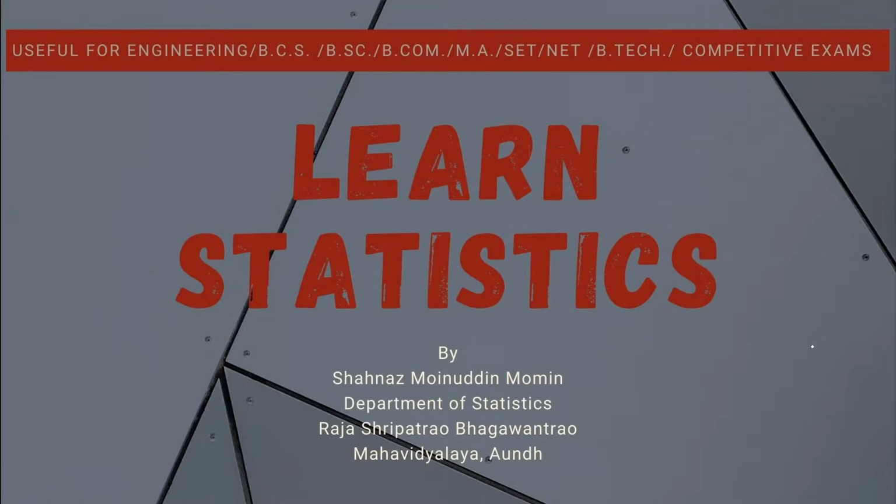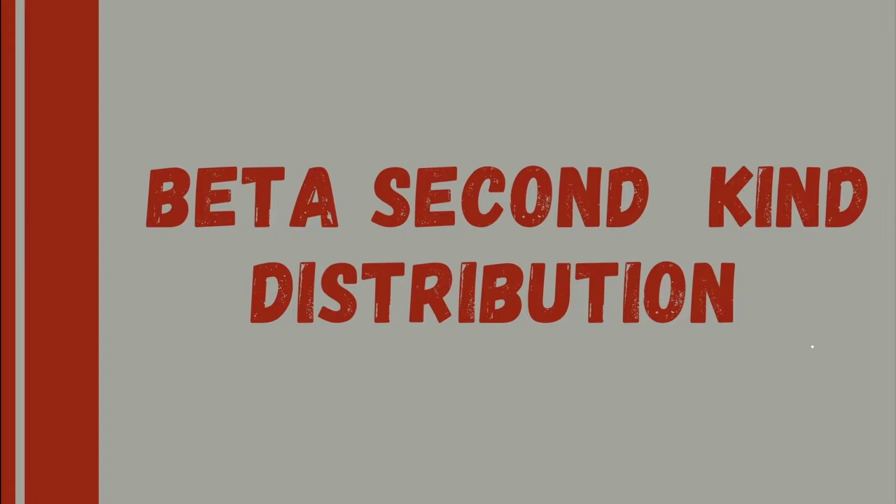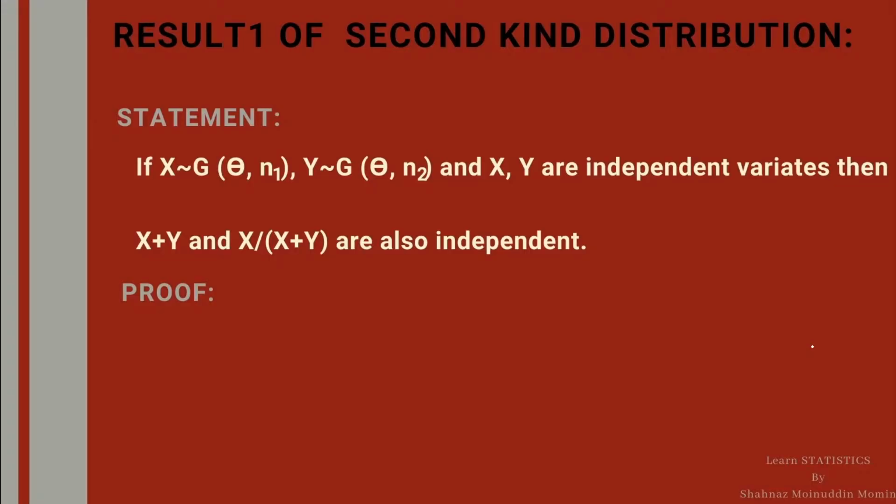The topic of today's lecture is the beta second kind distribution. In this distribution, we will learn result number 1 of the second kind distribution. Now, we shall start with the statement of result 1.